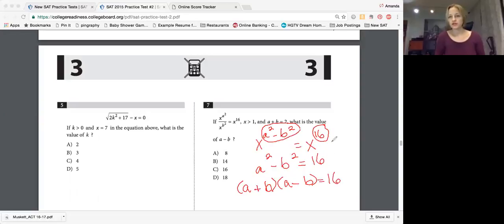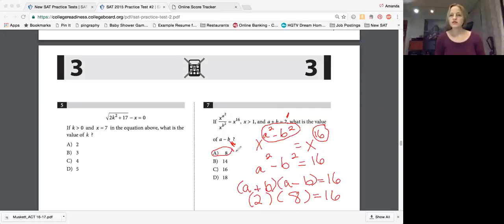And now that's very convenient for us based on what they gave us in the initial problem, as well as what we're looking for. So they gave us a plus b equals 2. That means where I see a plus b, I can substitute 2. And I know that 2 times whatever a minus b is has to equal 16. So what does a minus b have to be in order to give me 16? That has to be 8, right? And now I can see that that's what a minus b equals.